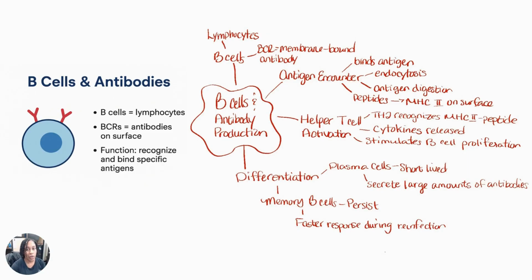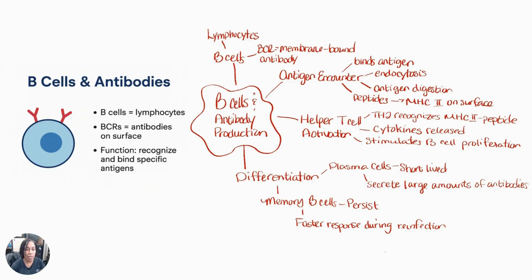So B cells carry surface antibodies called B cell receptors. That's BCR. And you see that in the micro mind map. Now, this allows them to detect specific antigens in the body. So, our micro mind map, main topic, B cells and antibody production. Branch number one is B cells. Branch number two, antigen encounter. Number three, helper T cell activation. Number four, differentiation. So that's the start of our micro mind map.